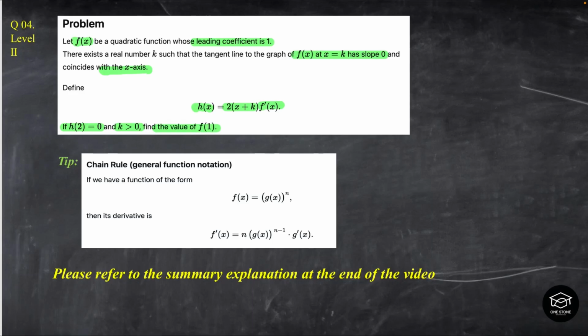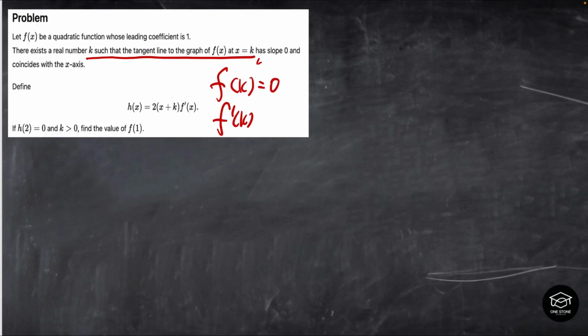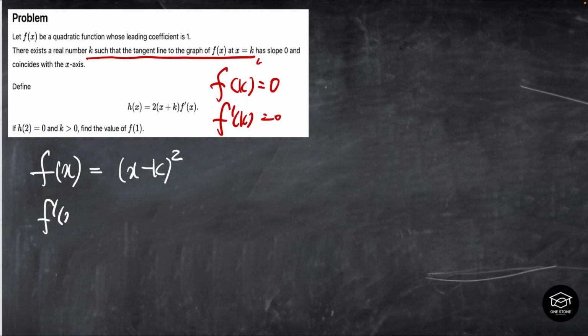Let's begin with the tangent condition. If the tangent at x equals k touches the x-axis and coincides with it, this means that f of k equals 0, and f prime of k equals 0. For a quadratic function with leading coefficient 1, these two conditions imply that the parabola has a double root at x equals k. Therefore, we can write f of x as the quantity x minus k squared. The derivative is then f prime of x equals 2 times the quantity x minus k.